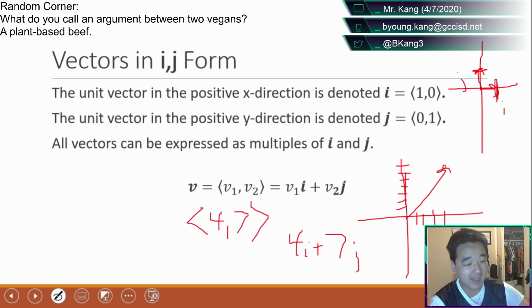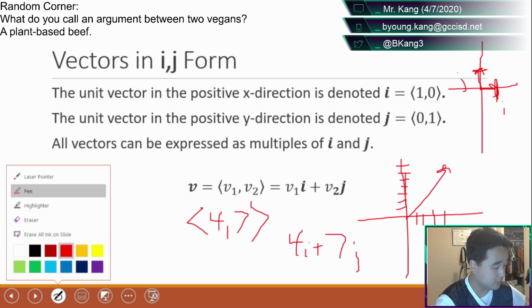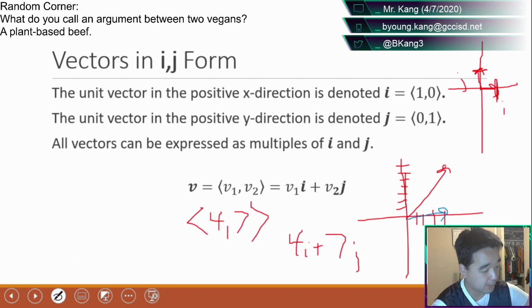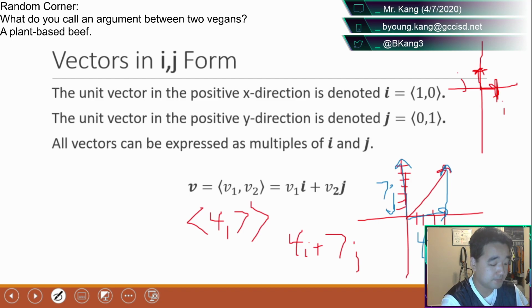Because you're just taking the i vector, the one that's pointing to the right, and multiplying it by 4. So there's 4i. You're taking 7j, which is right there, 7 times what's pointing up, and then adding them together. Remember, you're allowed to slide this 7j over, and then you do the hypotenuse. So it's just another way of writing a vector. You're going to see it written both of these ways many times, so just get used to either.